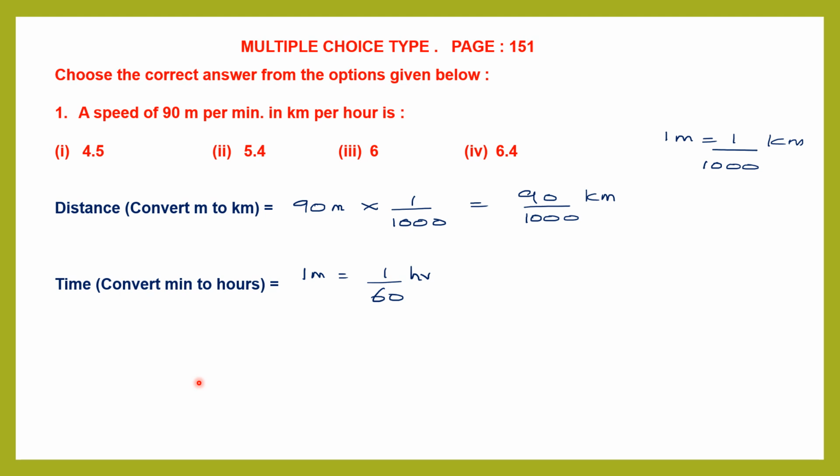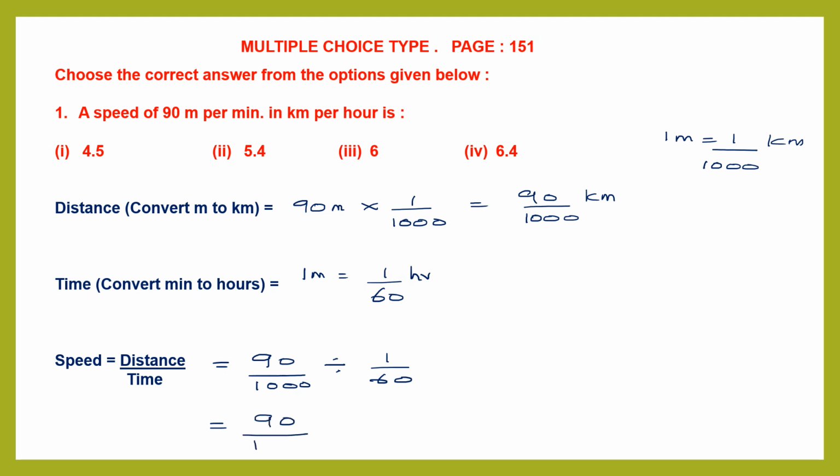So for that, we say speed is distance by time. So to find the speed, we have to divide the distance by time, and distance is 90 by 1000 kilometers. Divide this by time, which is 1 by 60. So now this is division of fractions. So we know how to do it. We had 90 by 1000 into 60 by 1.